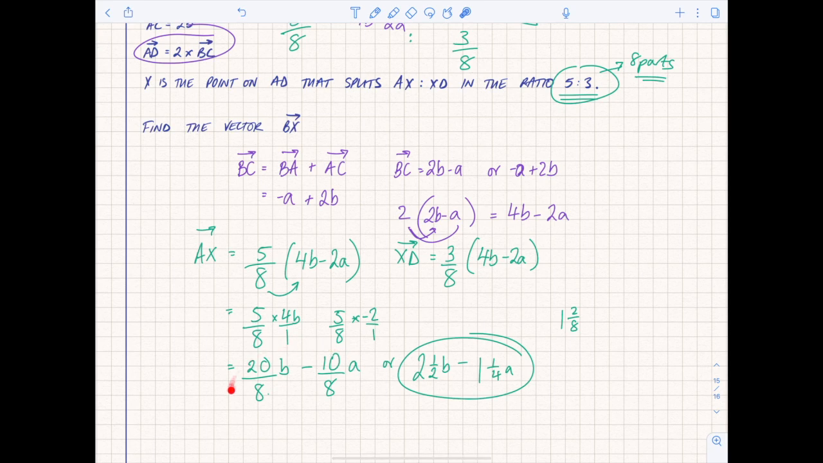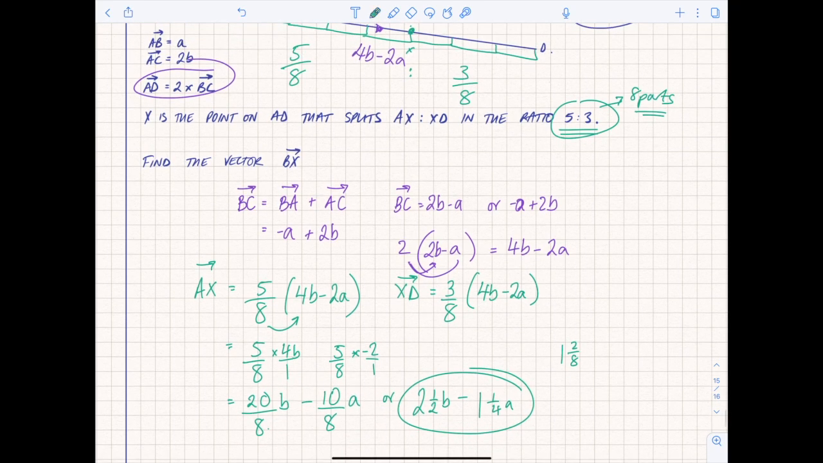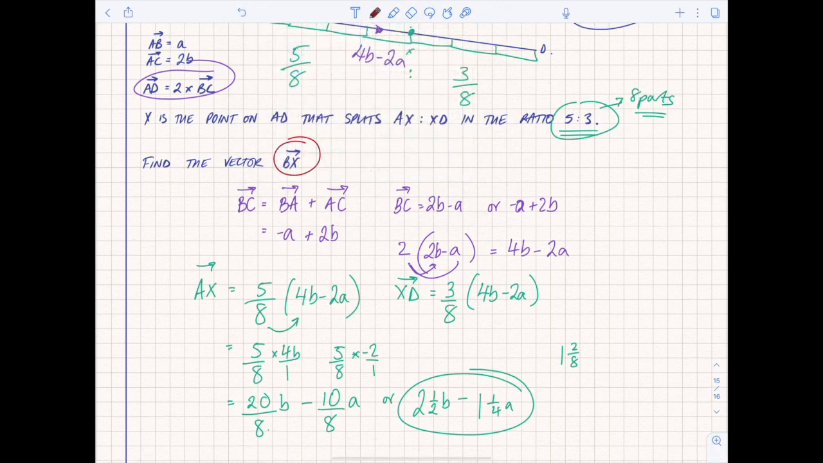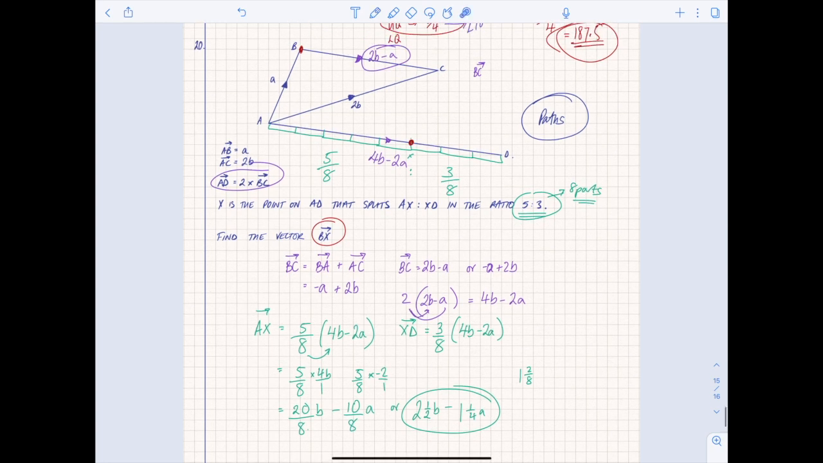Okay, so you could write it like that, or you could leave it factorized. I would say it's probably better to write it like this, because then we're going to need to do some collecting of like terms. The question is now finally asking me to find b to x. So how do I start from b and get to this point x? There's a couple of ways you could go, okay? You could go a long way.